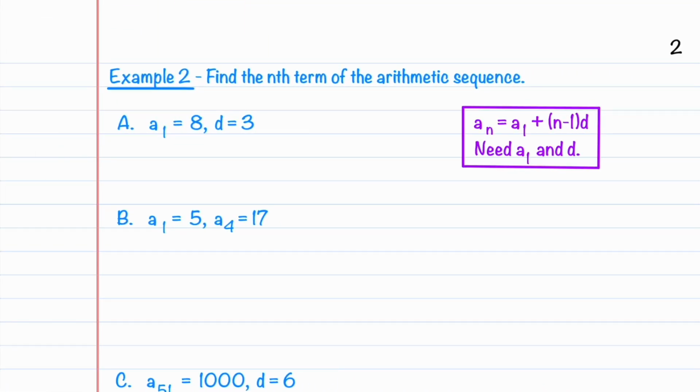Let's now look at our second example. In this example, we are going to find the nth term of the arithmetic sequence. Over here on the right in purple, I've placed the formula, and to find the nth term, we need to find a1 and d. Let's look at part a. We are told in this one that a1 is 8 and d is 3. We just need to find a sub n. I always suggest that you write down the formula first. This will also help you learn the formula.